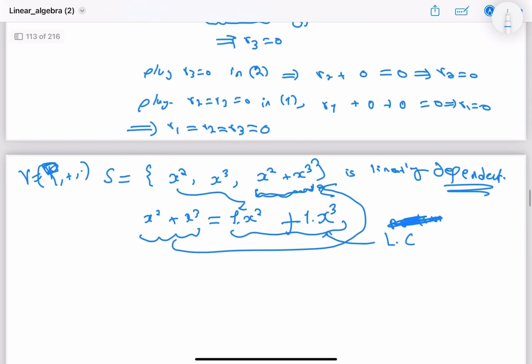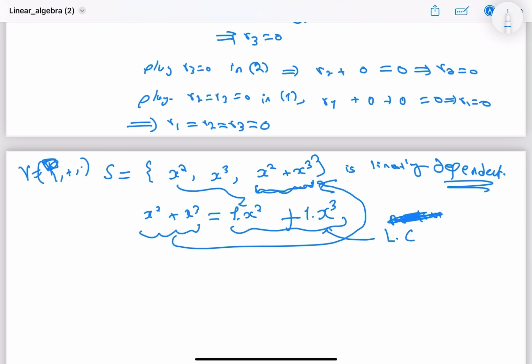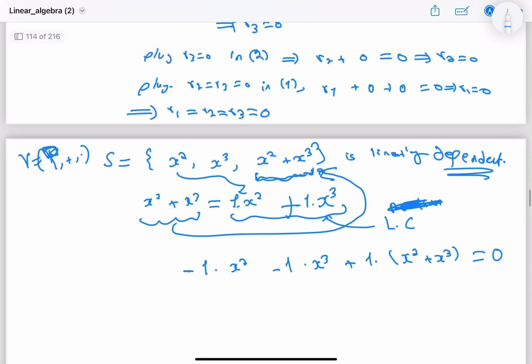Okay? Another way to see it is using the other definition, which is that you can take the combination minus 1 times x squared minus 1 times x cubed plus 1 times the vector x squared plus x cubed, and this is 0 clearly, right? You can look at it. Yeah, it's clearly 0, right? So you just took this as r1, this as r2, and this as r3. Not all of them are zeros, however the sum of these is 0, and thus you found a non-trivial linear combination which makes these linearly dependent.